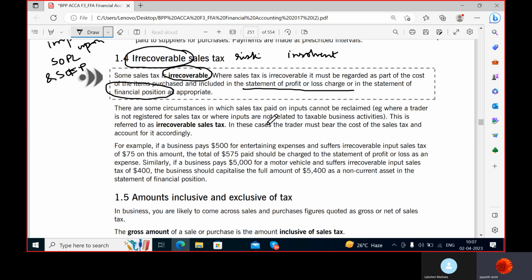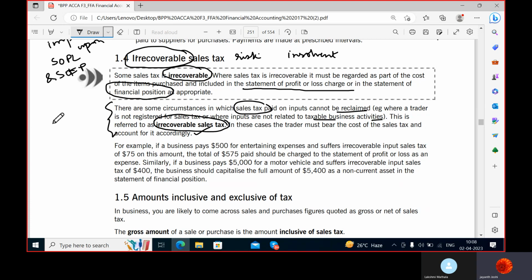So there are some circumstances in which sales tax paid on input cannot be reclaimed. Okay. Like the first scenario is when the trader is not registered for sales tax. So when the trader is not registered for sales tax, or the inputs are not related to taxable business activities, definitely he can't collect sales tax. Okay. So this is referred to as irrecoverable sales tax. So in these cases, the trader must bear the cost of sales tax and account for it accordingly.